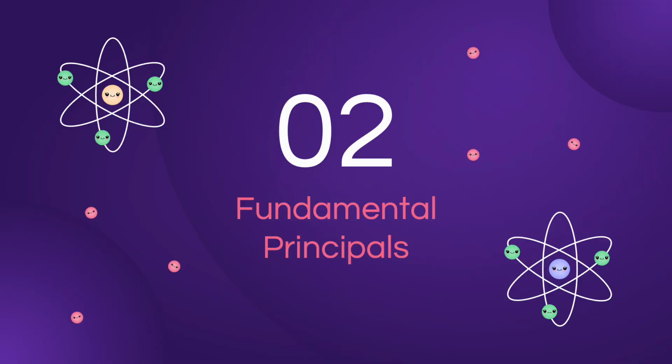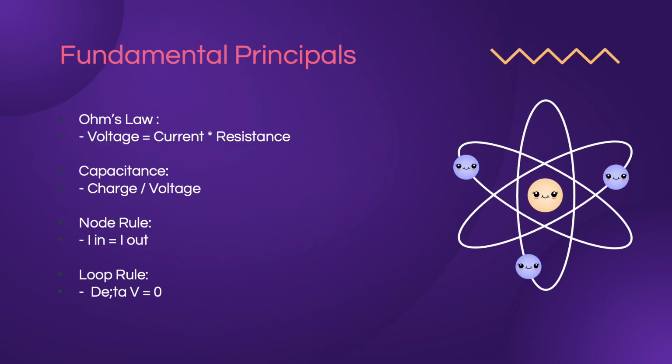2. The fundamental principles of this experiment. One of the fundamental principles is Ohm's law, which is voltage is equal to current times resistance. Capacitance, which is charge divided by voltage. The node rule, which is current in equals current out. So if there is a node, then the amount of current going in will equal the amount of current leaving.